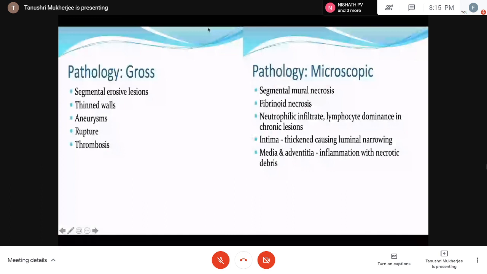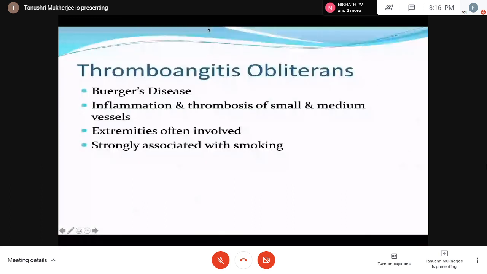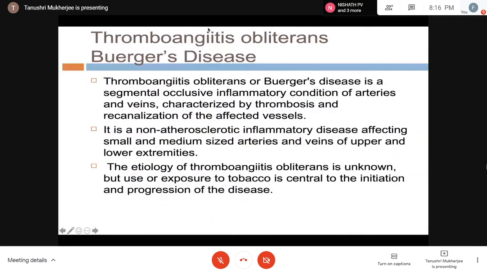Another cause is thromboangiitis obliterans, or Buerger's disease, associated with smoking, more common in the male gender, with extremities often involved. There is inflammation and thrombosis of small and medium-sized vessels. It is a segmental occlusive inflammatory condition of arteries and veins, with thrombosis and recanalization. So it's a non-atherosclerotic inflammatory disease, and the exact etiology is unknown.